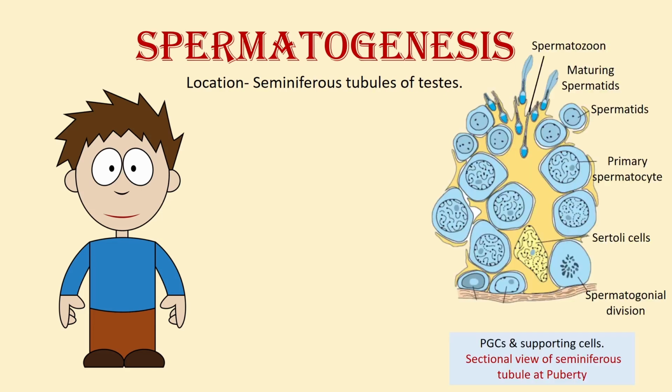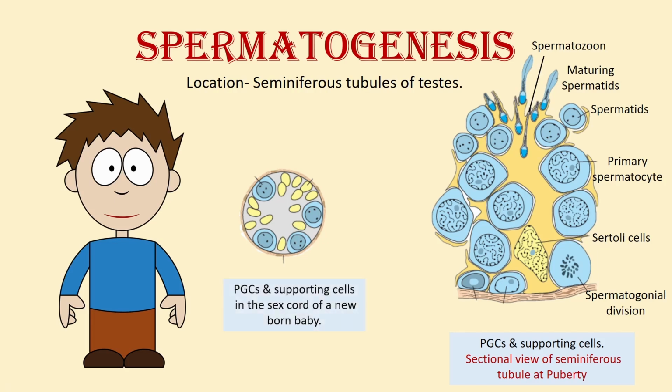As I told you earlier, the primordial germ cells are seen in the sex cords of fetal and neonatal life. And these sex cords are solid cords of cells. They actually represent the immature seminiferous tubules. Understood? Sex cords are immature seminiferous tubules. When the baby reaches puberty, the sex cords transform into mature seminiferous tubules.